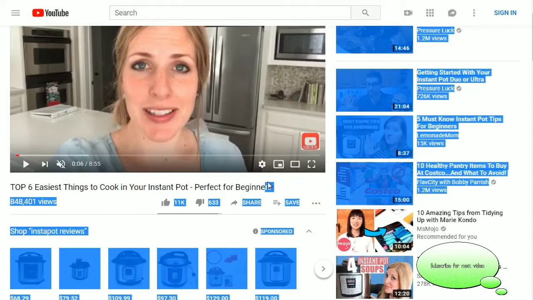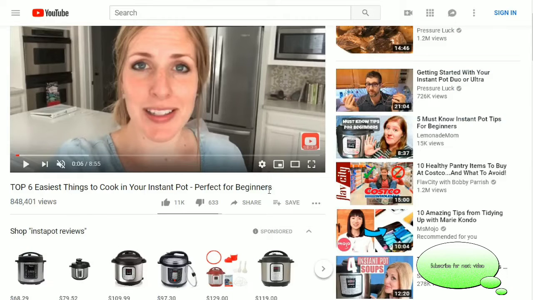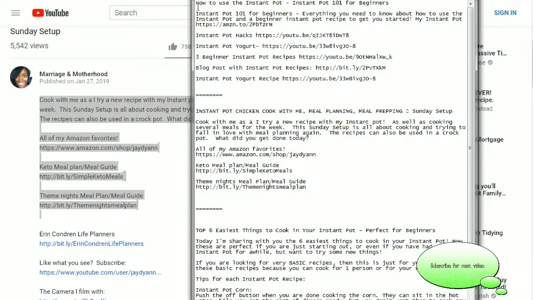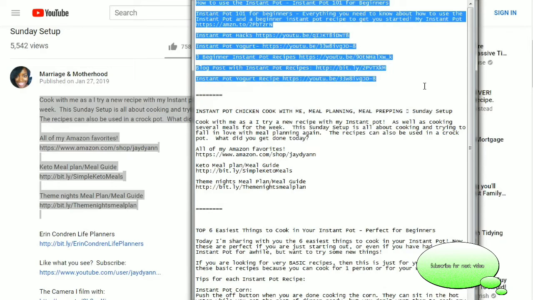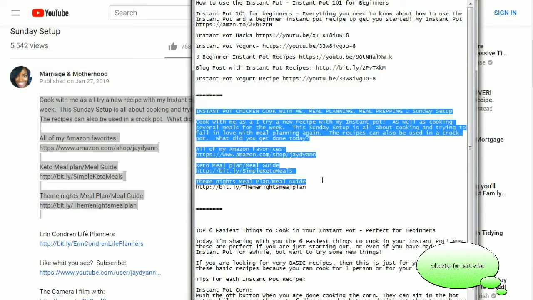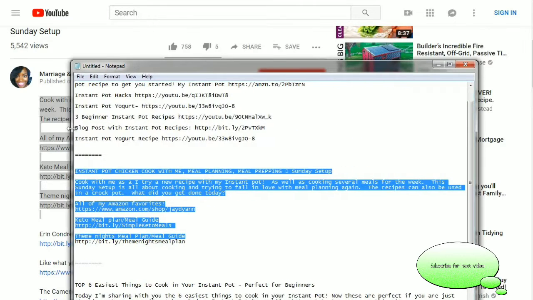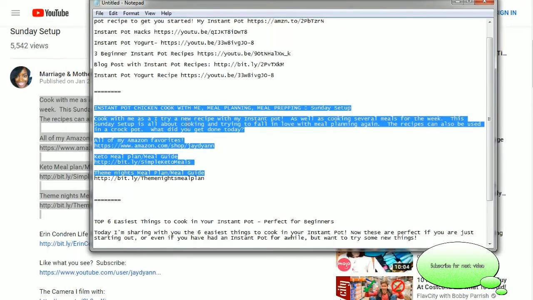And I'm going to go ahead and pause this video and we'll copy and paste that information to the notepad. Okay, so I went ahead and copied and pasted the information. So this is video 1, this is video 2, and this is video 3 down below. So let me make this bigger so we have this information.